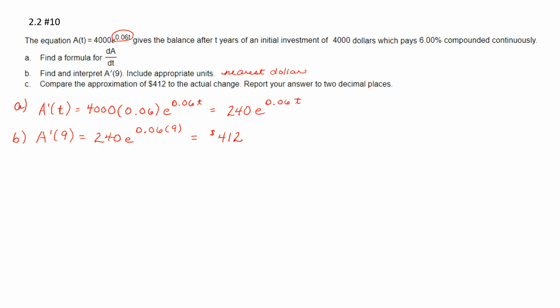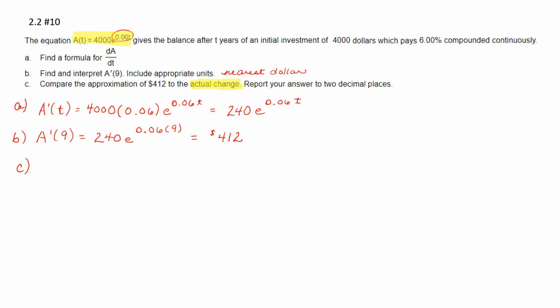And finally, we'll look at C, which wants us to compare the approximation of 412 to the actual change. Now, that's where I want to point out that we're comparing that to the actual change. So the actual change formula is the one that we're given in the beginning.